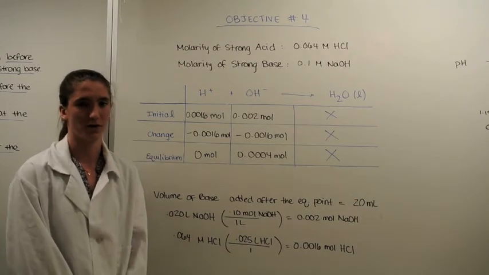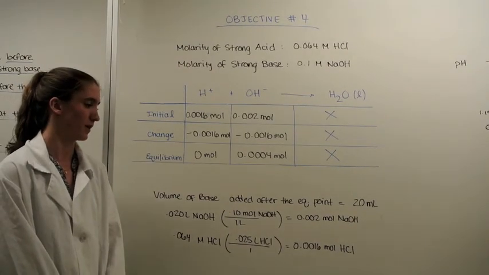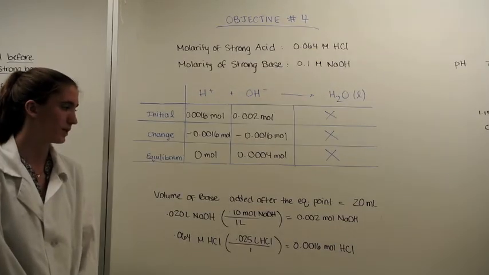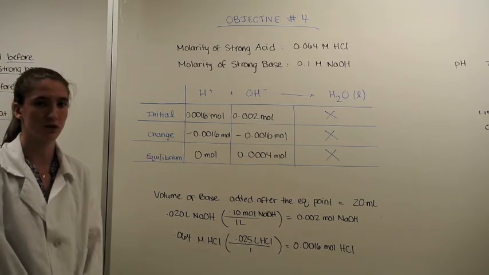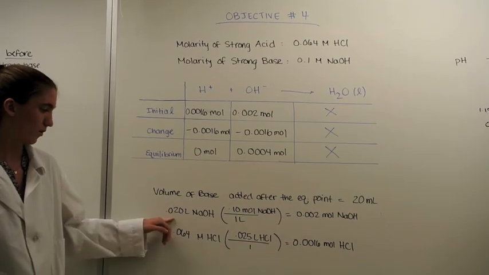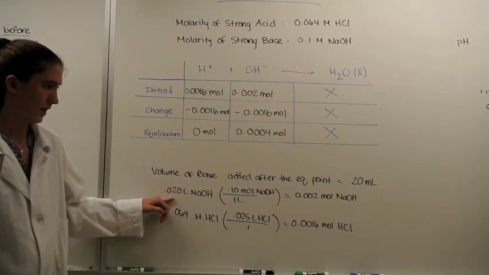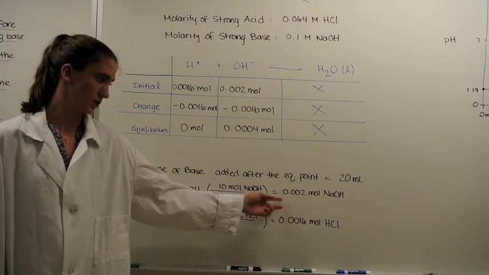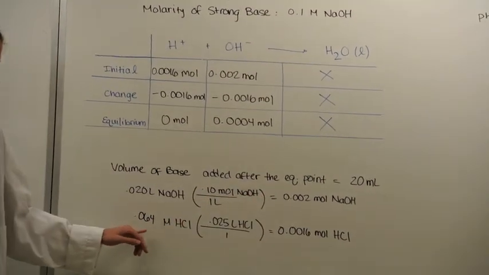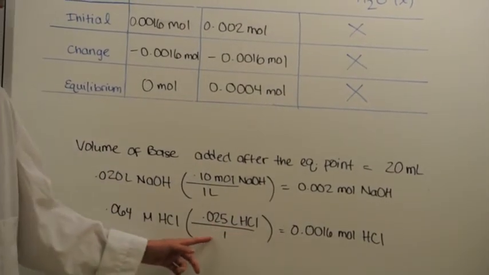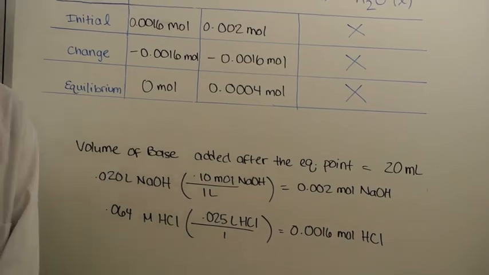Now on to objective 4. In this objective, we're going to calculate the pH after the equivalence point. In this instance, we will have added 20 milliliters of base to the strong acid. First, we have to calculate the initial number of moles of each solution. To do this, we use the 0.02 liters of base added and use the molarity that we know to change it to moles. We can also use the molarity of the strong acid to change that to moles because we know the volume that was used in the titration.